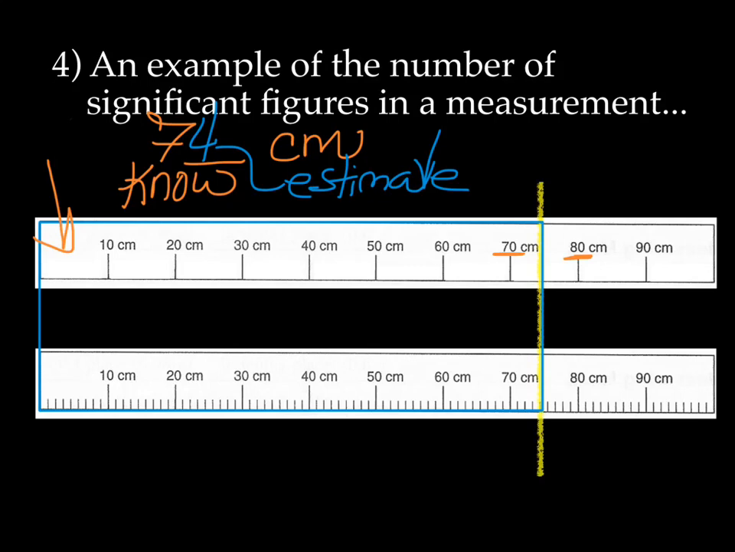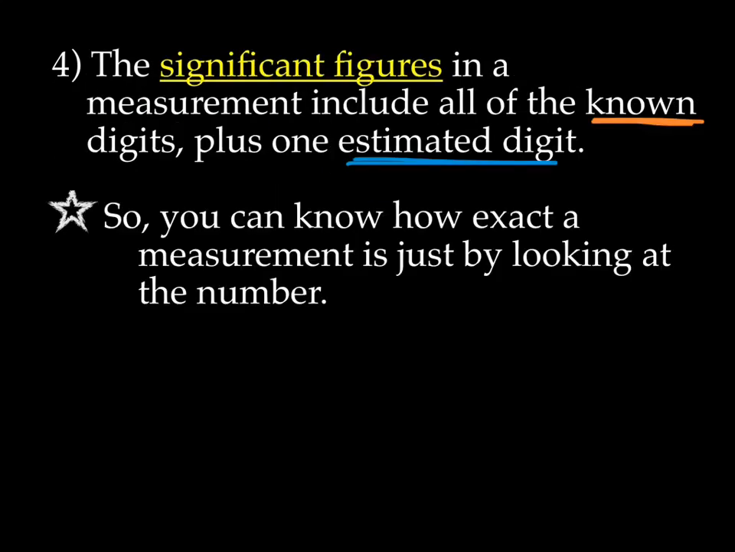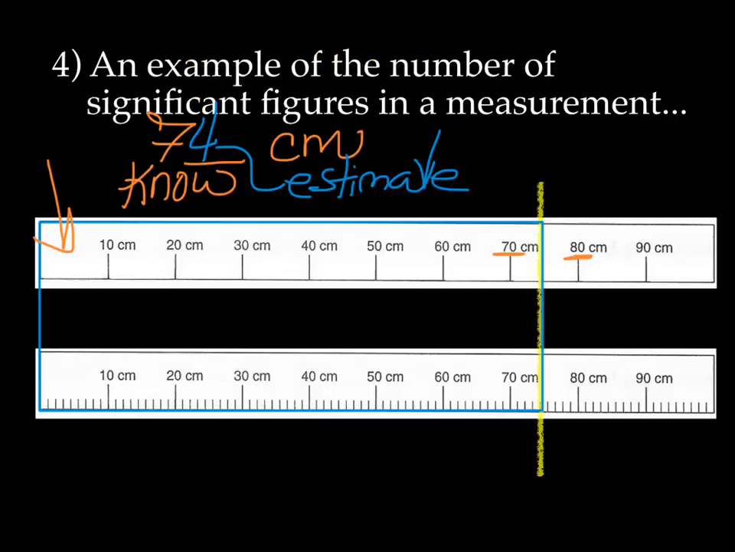Now let's go back and see if we appropriately applied significant figures. When using significant figures in a measurement, you need to include all of the known digits, plus one estimated digit. Did we do that? Yes, our known digit was the 7, and we estimated the 4. So for this top measurement, we appropriately applied significant figures. Let's also take note of how many significant figures this particular number has. Basically, the number of significant figures is how many digits you wrote. We wrote 2 digits, so this number has 2 sig figs, or significant figures.